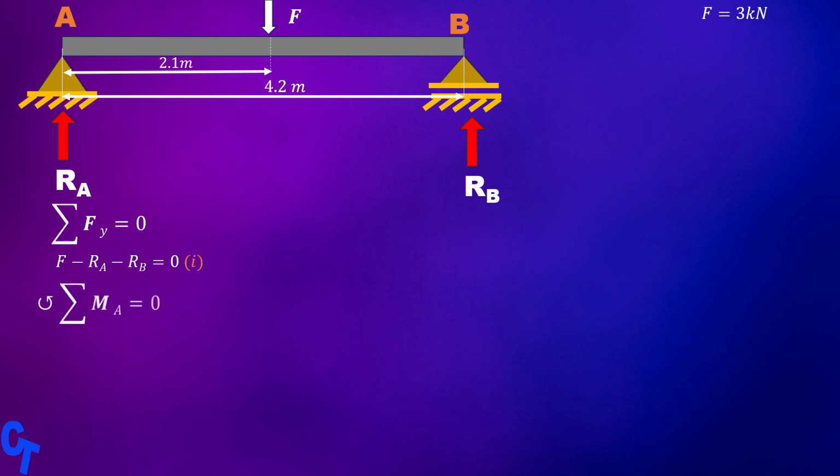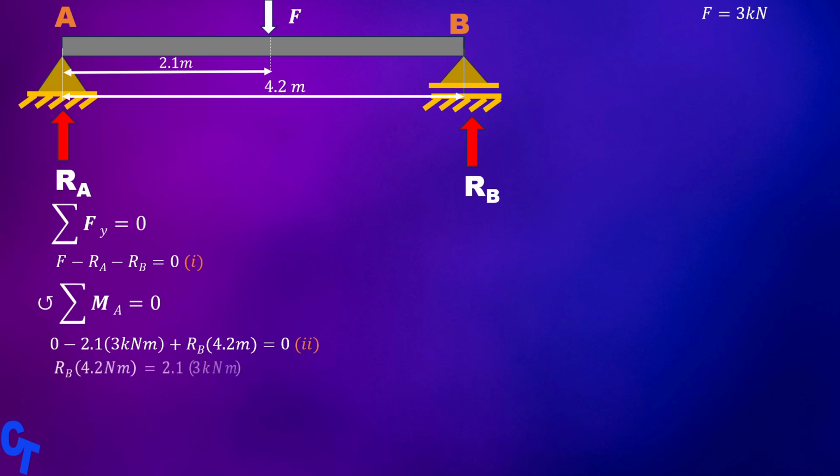Of course, we can't find RA and RB with one equation, so we need a second equation. I'm going to take moments about point A. The counterclockwise direction is my positive direction, and the sum of moments about this point should be 0 since the beam is static. RA passes through the point, so the moment is 0, and for F it is force times distance, which is 2.1 meters, but is acting in the clockwise direction, that's why it's negative. For RB it is force times distance again, and the distance is 4.2 meters and the direction is positive.